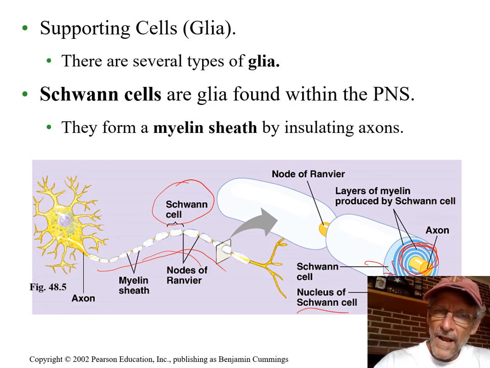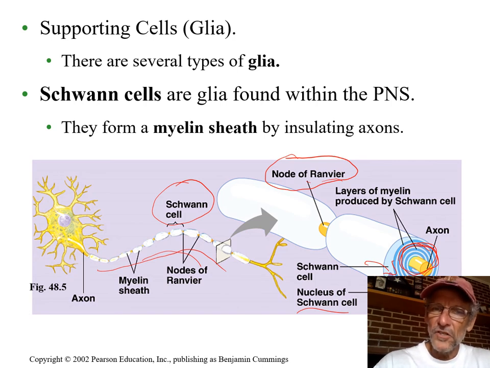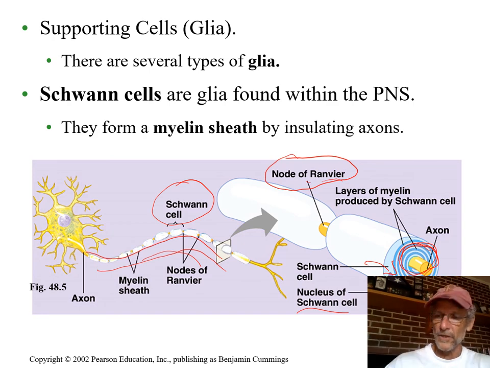And here you have a very important part that's named after another guy, Ranvier. This little section that's not myelinated is a key little section in the way that nerve impulses pass down this myelinated axon. And we'll get there in a little bit.